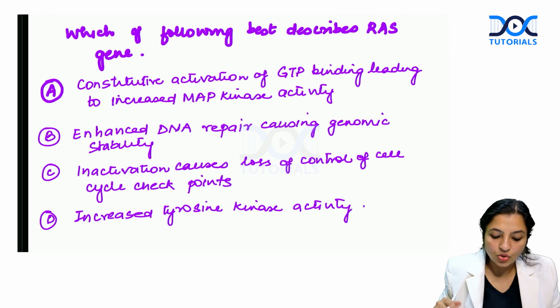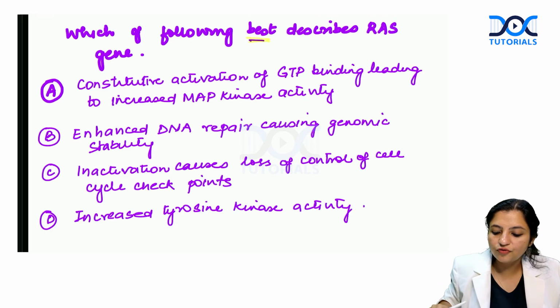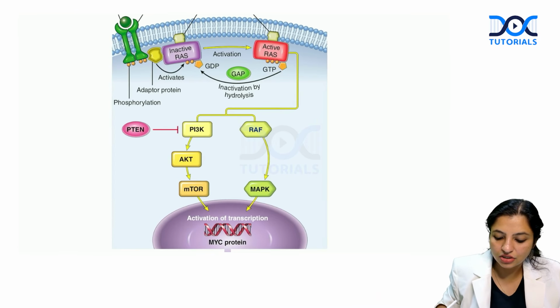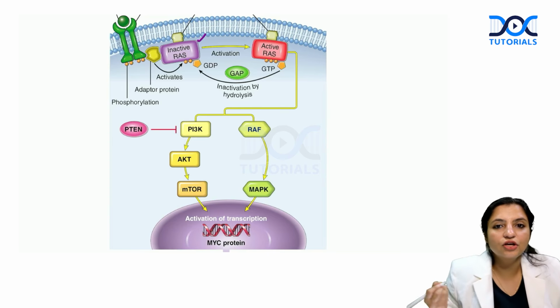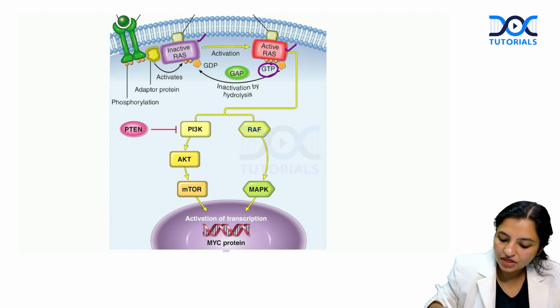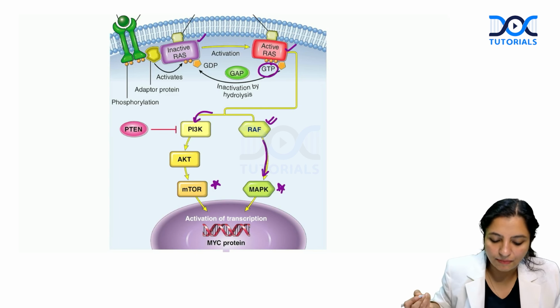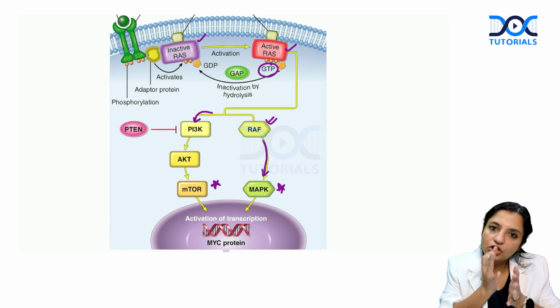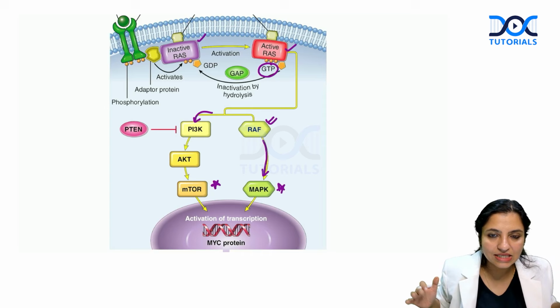Look at this. Which of the following best describes RAS activity? For that, look at this diagram, which I have already taught you so many times. I just told you that RAS belongs to the family of GTP family. So whenever the GTP is active, it activates RAS. When RAS is active, it activates BRAF. BRAF will go and activate the MAP kinase pathway, which will start causing proliferation. Apart from that, it also activates the PI3 kinase pathway that will help in protein synthesis and form mTOR. PI3 kinase is controlled by PTEN. So this is a diagram which I've taught you so many times in neoplasia, isn't it?